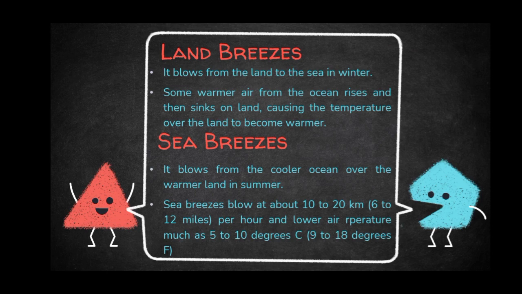Land breezes. It blows from the land to the sea. Some warmer air from the ocean rises and then sinks on land, causing the temperature over the land to become warmer. Sea breezes. It blows from the cooler ocean over the warmer land in summer. Sea breezes blow at about 10 to 20 km or 6 to 12 miles per hour and lower air temperature as much as 5 to 10 degrees Celsius or 9 to 18 degrees Fahrenheit.